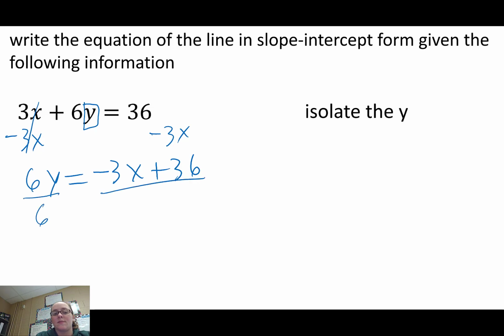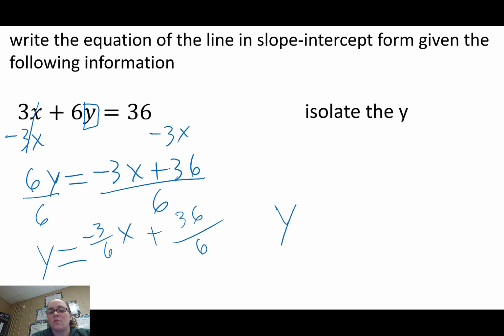Now we're going to divide both sides by 6. And we get y is equal to, all right, so 6 is dividing by both of these. So I'm going to write this as negative 3 divided by 6x plus 36 divided by 6. Now everything can simplify, and so we get y is equal to a negative 1/2, sorry, 1/2 x plus 6.